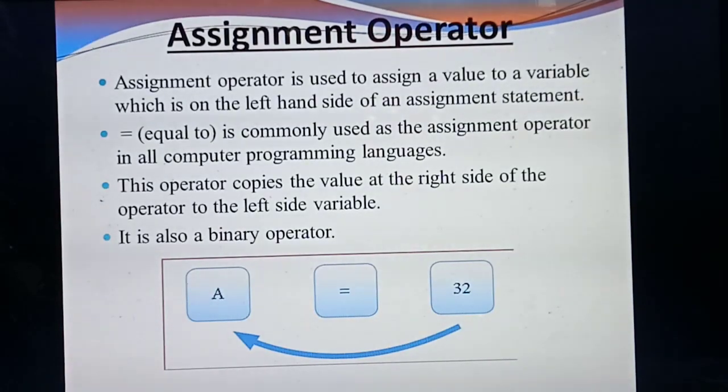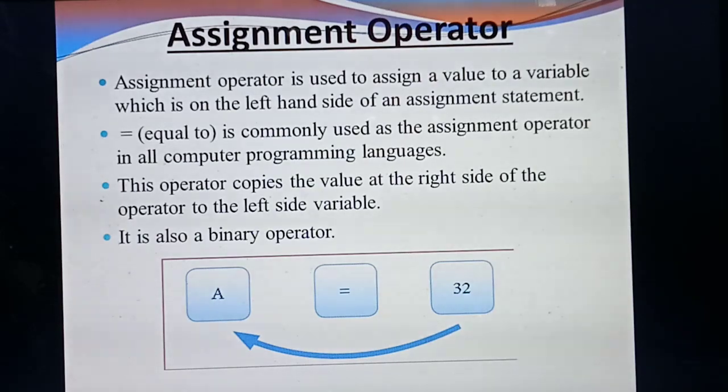Understand? So the next one is the assignment operator. What's the use of the assignment operator? It is used to assign a value to the variable on the left hand side of the assignment statement. For example, you give a equal to 5. What's the meaning? It will assign the value 5 to the variable a. B equal to 7. What's the meaning? It will assign the value 7 to the variable b.